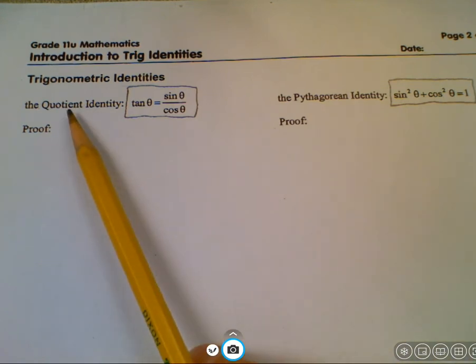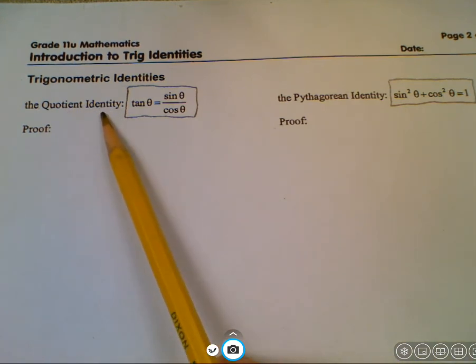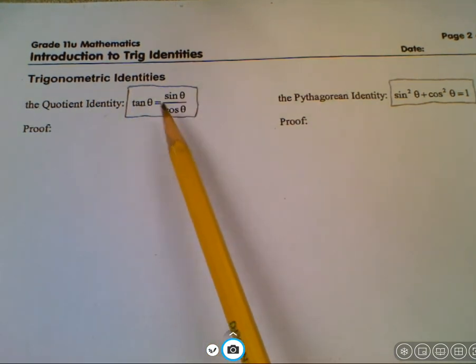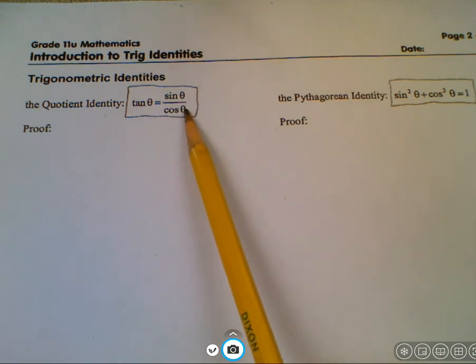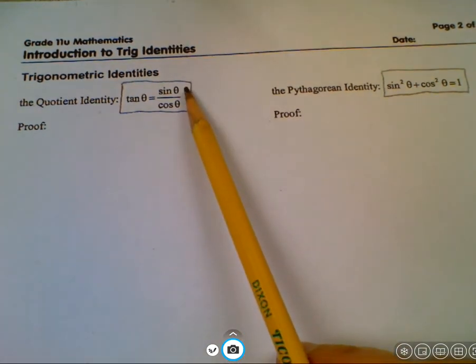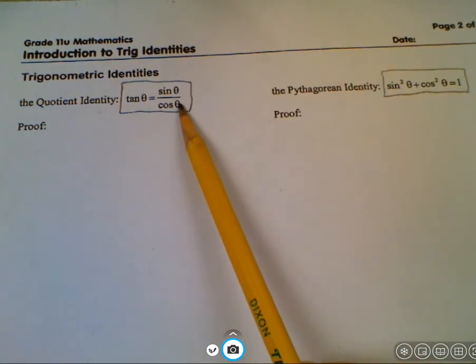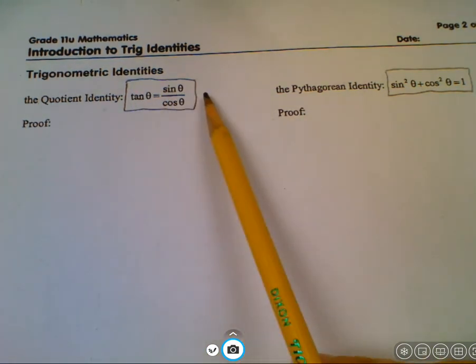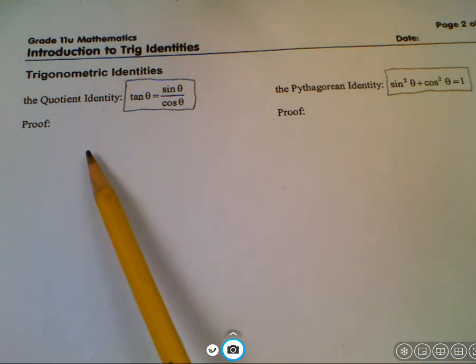So the first one is called the quotient identity. And remember, identity means a relationship that is true for all theta. Any theta that I put in here, as long as they're all the same, this will be true. So if you take theta as 61 degrees, put tan theta in your calculator, and then put in sine theta divided by cos theta, you'll get the same thing. But we want to show that this is true for all thetas.